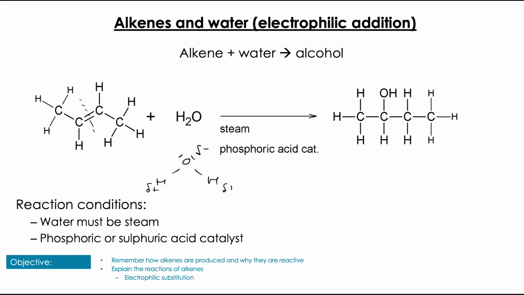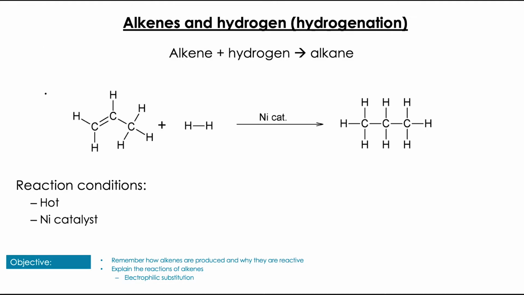And for our last one, the mechanism would be slightly different, but you do have to remember that you have a nickel catalyst, and this is for hydrogenation, and this is simply making an alkene into an alkane by adding hydrogen equally over each side of the double bond.